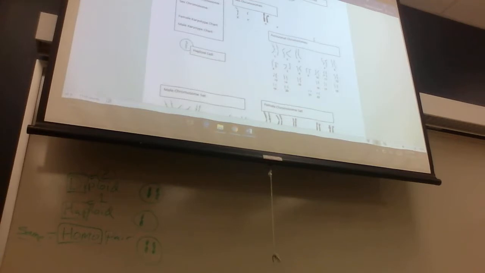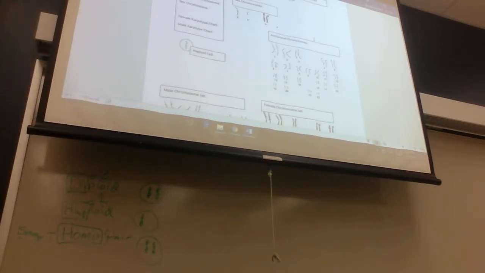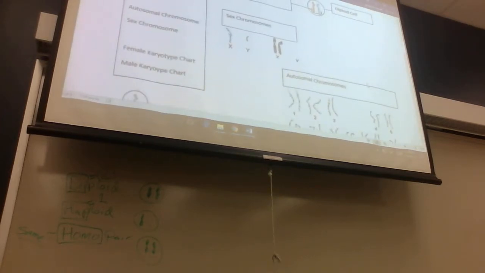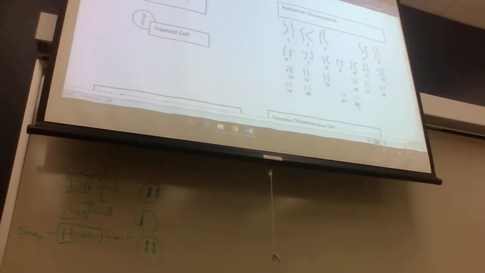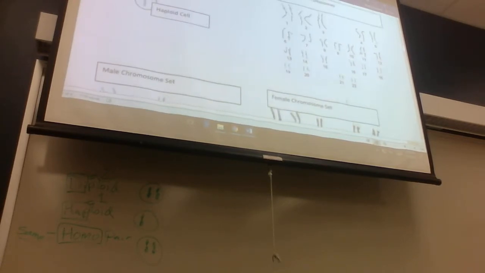The next one we have is autosomal chromosomes. Everyone will have autosomal chromosomes, and then they will have sex chromosomes. When you look at this, I'm going to zoom in here. Your autosomal chromosomes, you'll have 22 of, or 23. I don't know where the 23rd one went. Anyway, don't worry about the numbers.